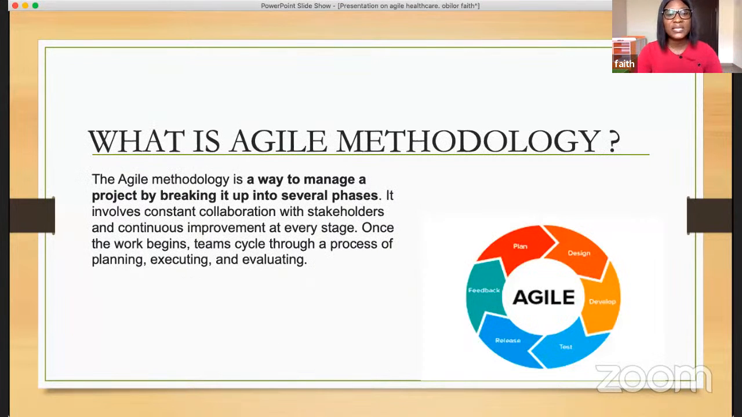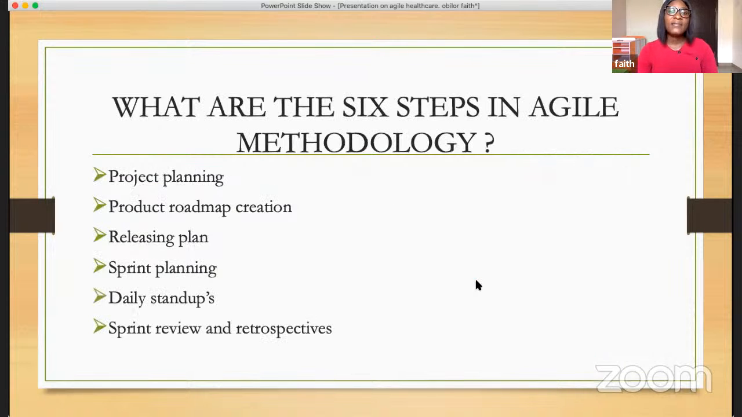So moving to what agile methodology is. Agile methodology is a way to manage a project by breaking it up into several phases. And we have some steps here. We start with plan, design, develop, test, release, and then we have the feedback. Then we have 6 steps in agile methodology, but we're going to start with project planning.